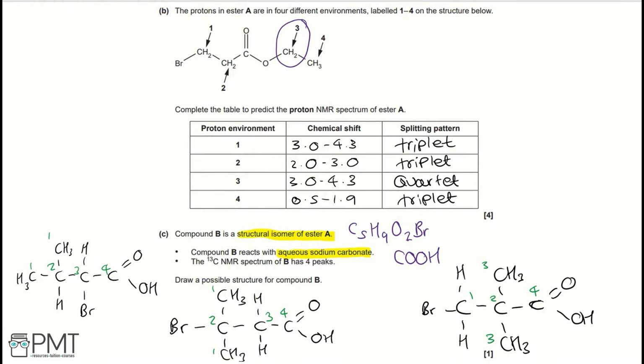To get the marks for this question, you get a mark for any correct possible structure for compound B. So any of these 3 structures would get you the mark.